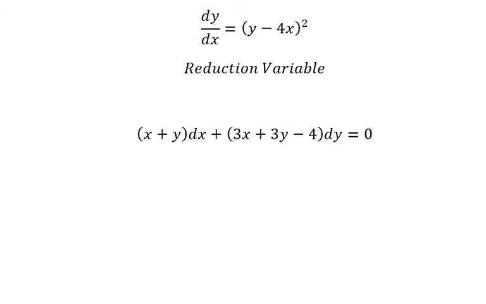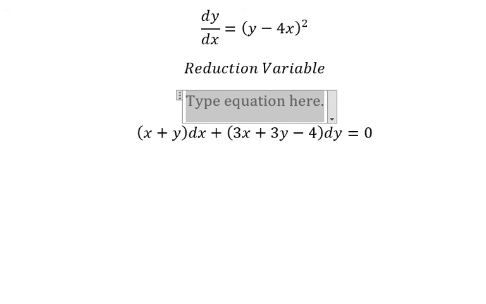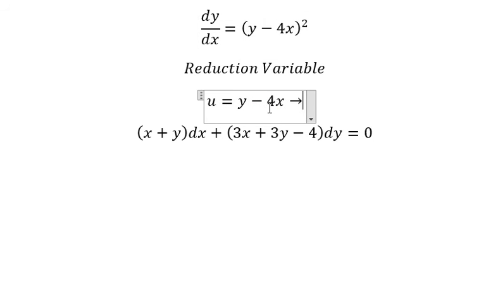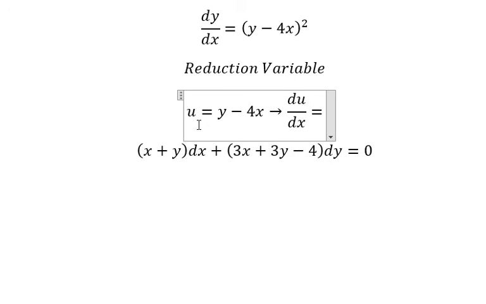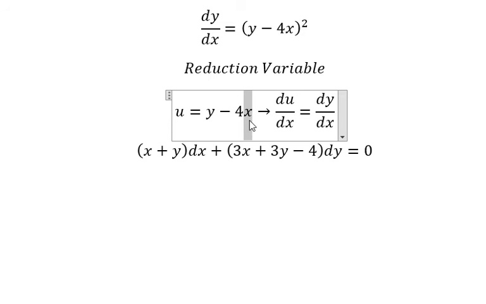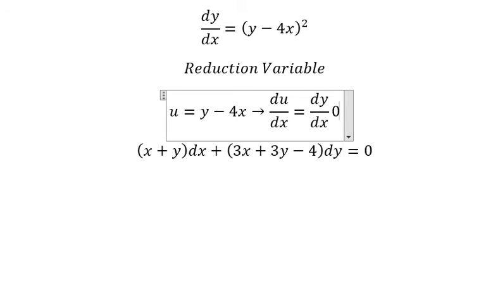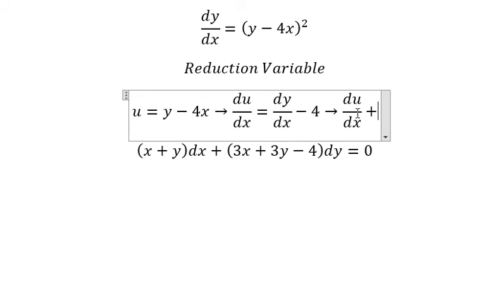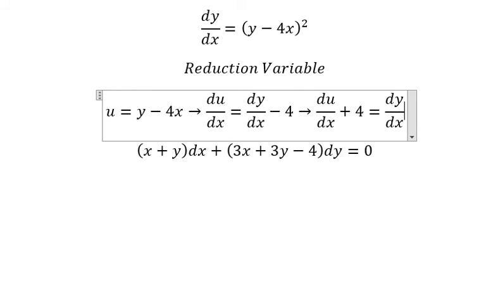So I will put u equals to this one. Now, if I take the first derivative of both sides, we have du over ds. So y in here, the first derivative of y, you get dy over ds. The first derivative of s, you get number 1. So we have negative number 4. Because we don't have negative number 4 in here, we put negative number 4 to the left. And then we have du over ds plus 4 equals dy over ds.